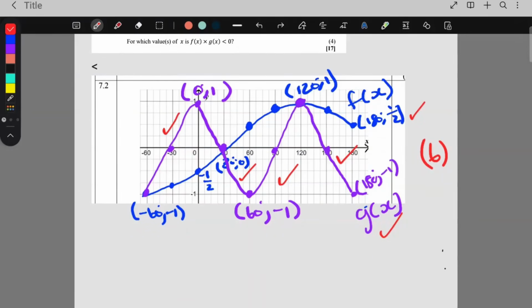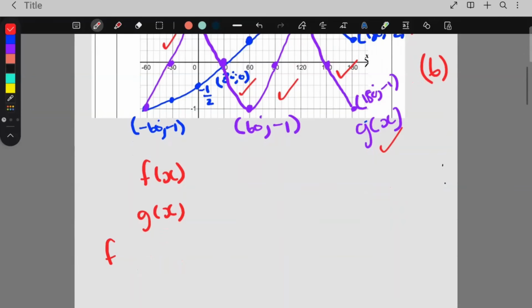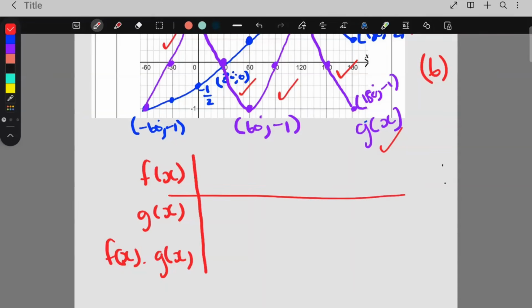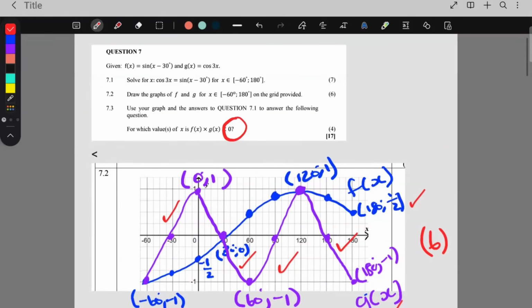So this is a table. So I'm going to do a table. I'm going to have f of x in my table. I'm going to have g of x in my table. And I'm going to have f of x times g of x. So that's in my table. The table will look something like this. And on these lines, because there was a 0 in the question, look, there's a 0. I'm going to look at the x-intercepts.